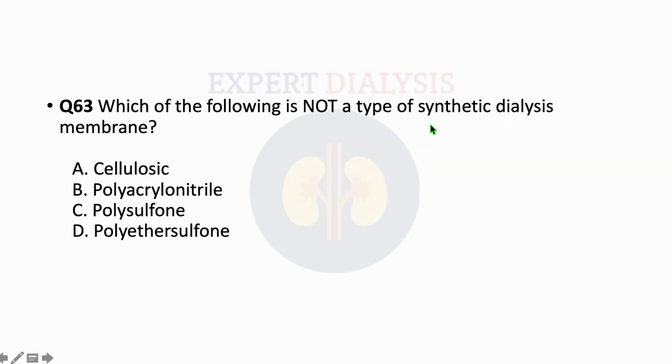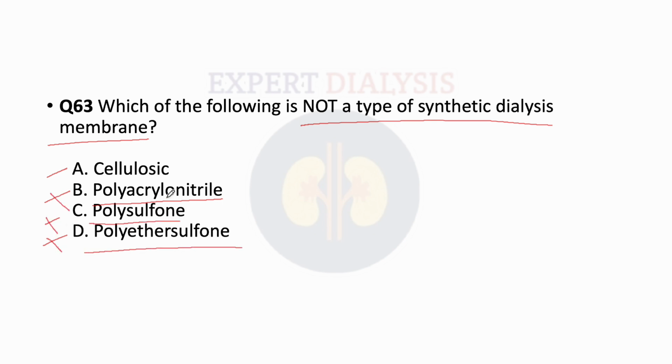Moving ahead to the third question. The third question is: which of the following is not a type of synthetic dialyzer membrane? Here we have four options and we have to choose the one which is not synthetic. The first option is cellulosic, second is polyacrylonitrile, third is polysulfone, and fourth is polyether sulfone. These all are synthetic, but cellulose is not synthetic, it is natural. So this is the odd one out.